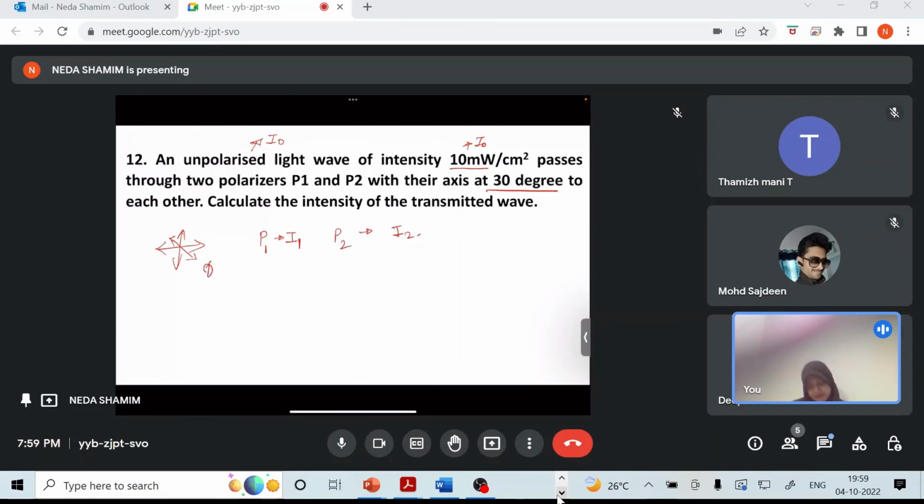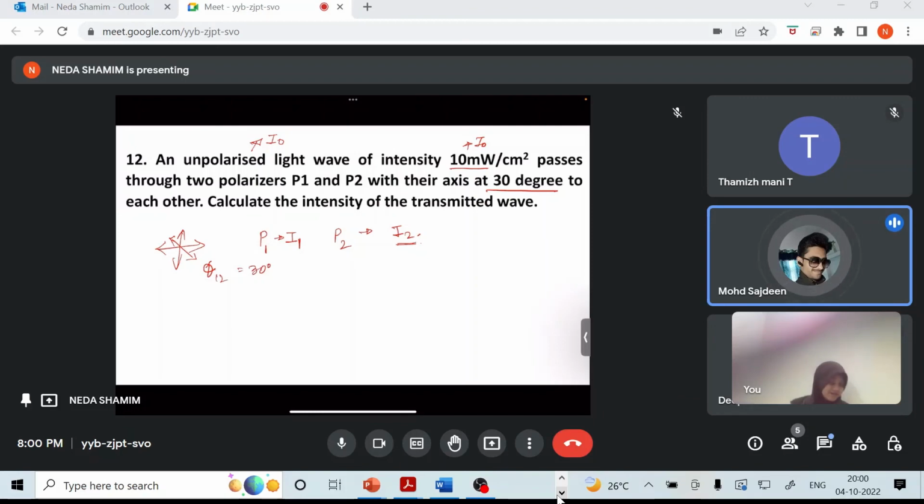Let's write theta 12. Theta 12 is equal to 30 degrees. We need to calculate the intensity of the transmitted wave, that is, we need to calculate I2. And how are you going to do that? I'll tell you. Can you guys tell me? 7.5 is the answer? 7.5, sure? Yes. 100%? Yes, 7.5. 3.7 something.